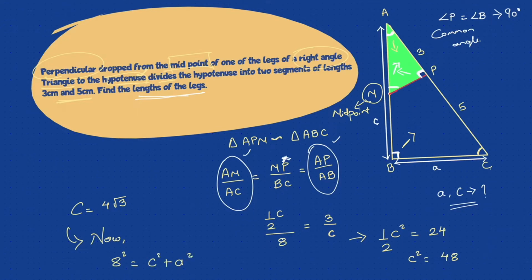Now that's it. If I get C, I'll just apply the Pythagoras theorem. Now 8 square, which is 64, is equal to C square plus A square. Just applying the Pythagoras theorem in triangle ABC. So I know A square is equal to 16, A is equal to 4. And as simple as that, I applied similarity and I got the answer for my question.